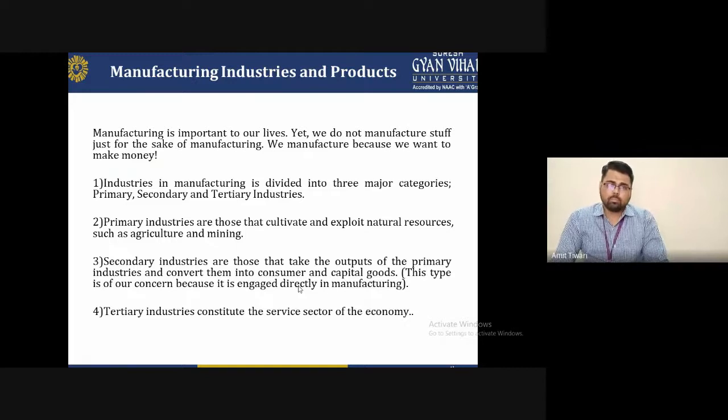So it is most important to understand that secondary industries are very useful. They take the output of the primary industry and convert it into consumer or capital goods with the minimum investment of cost.